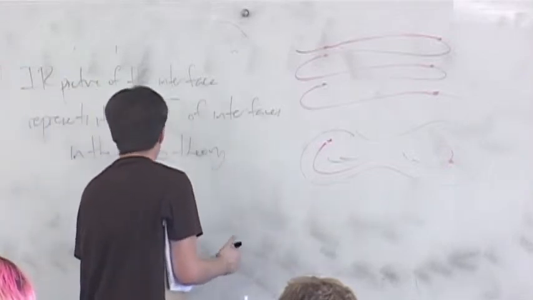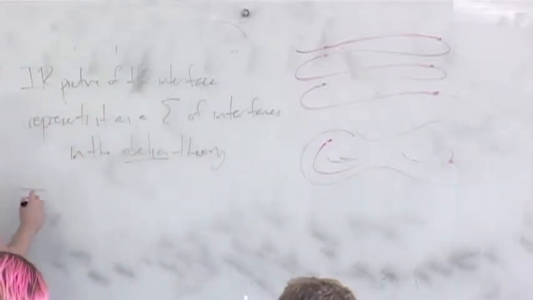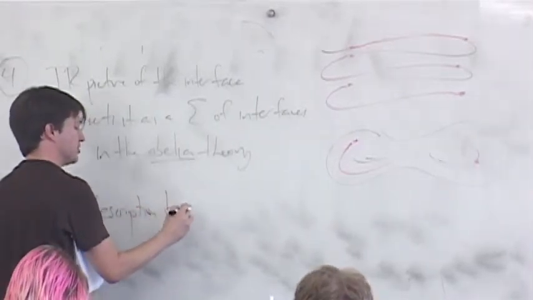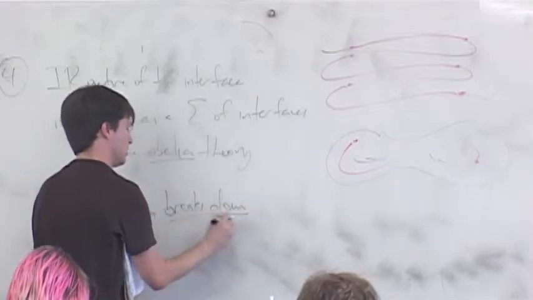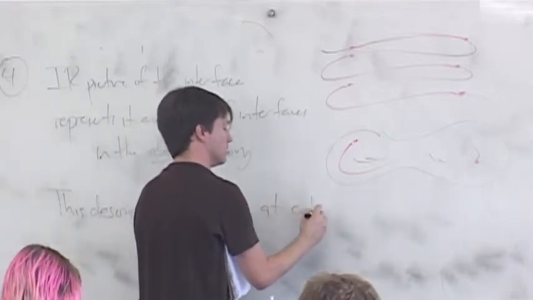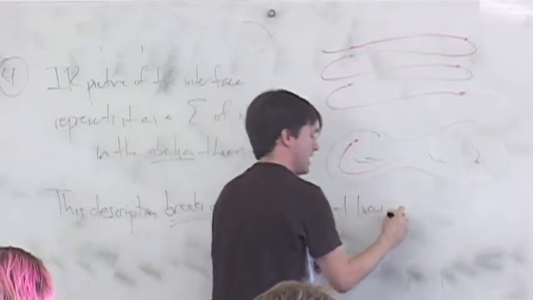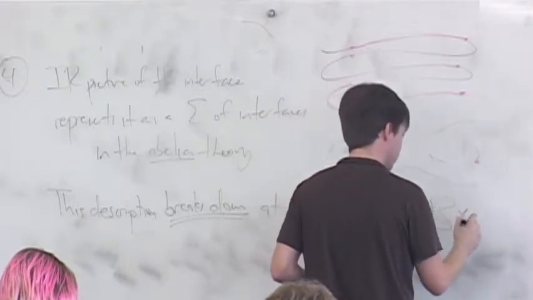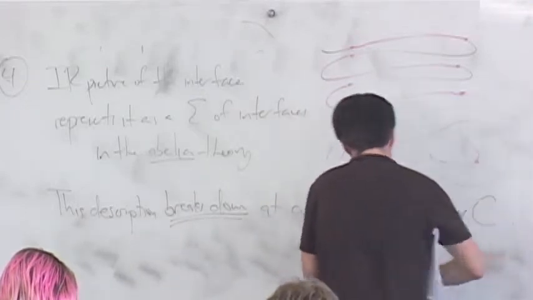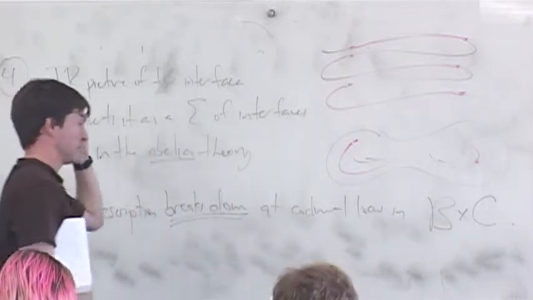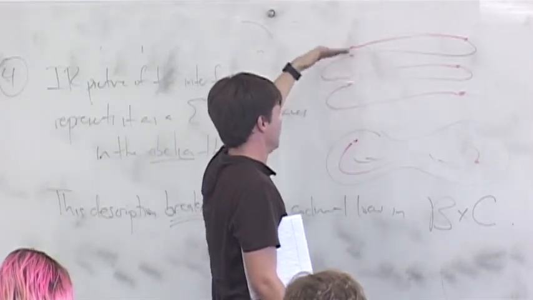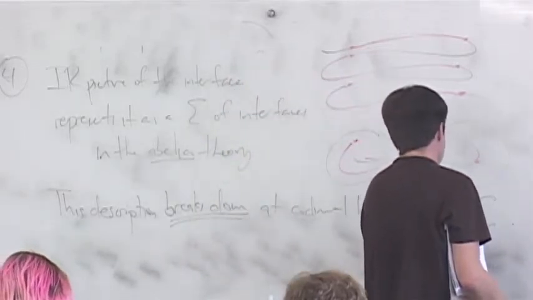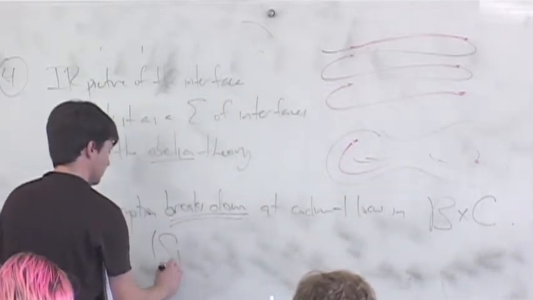And now, just as before, the key thing that makes the story interesting is that this description, just like the other one, breaks down at some codimension 1 locus in the parameter space. So now the parameter space that we're talking about is B cross C. It turns out not to depend on which sheet of the cover you're on here. So this description breaks down at some codimension 1 locus in B cross C, and that locus is exactly what I called before the spectral network.